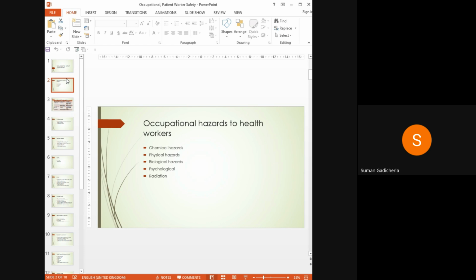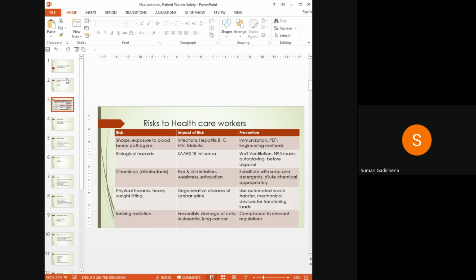You have chemical hazards, physical hazards, psychological hazards, biological hazards, and radiation, as you suggested. Now, what are these hazards? What is the risk that they have, and how can we prevent it? First one, what somebody pointed out was needle stick injuries. That means injuries because of sharps. What happens when there is a needle stick injury? What are the chances that it can spread any infections? HIV, hepatitis B, hepatitis C. Sometimes malaria can also be transmitted, right?